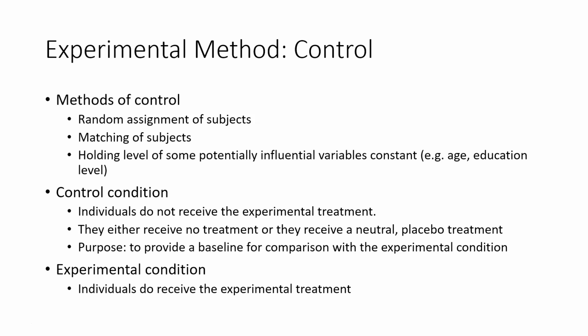We also want to describe this idea of a control condition. In an experiment, there always has to be some individuals who don't receive the experimental treatment. They either receive no treatment or they receive a neutral placebo treatment. The reason we do this is to provide a baseline for comparison with the experimental condition. The experimental condition is the opposite. These are the individuals who do receive the experimental treatment. And so at the end of the day, we have a group who got treated and a group who didn't get treated.